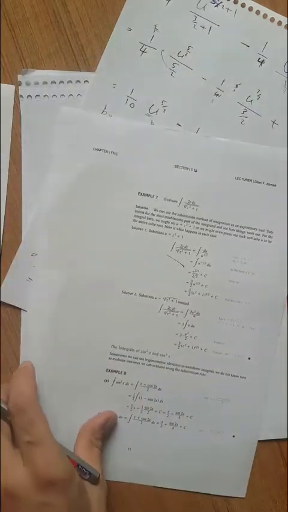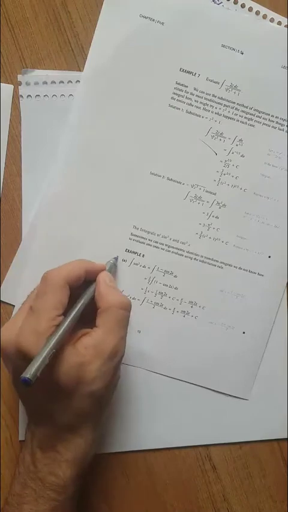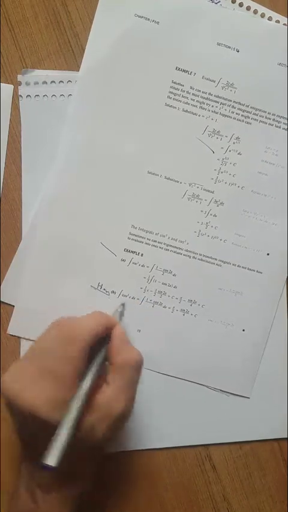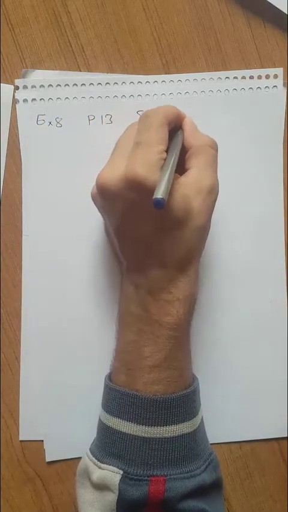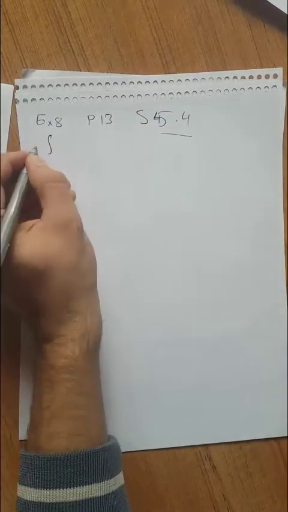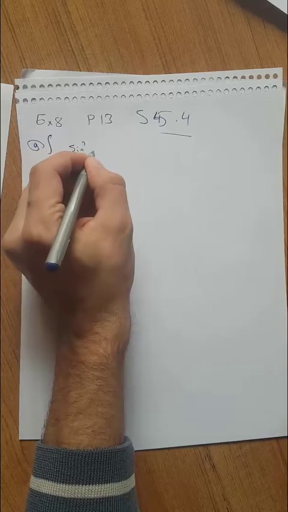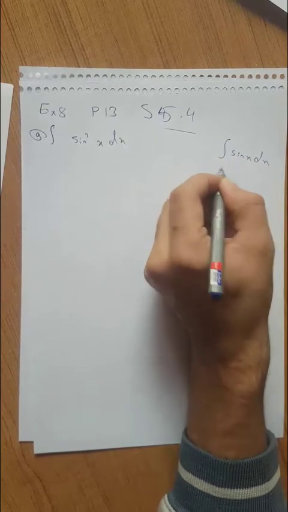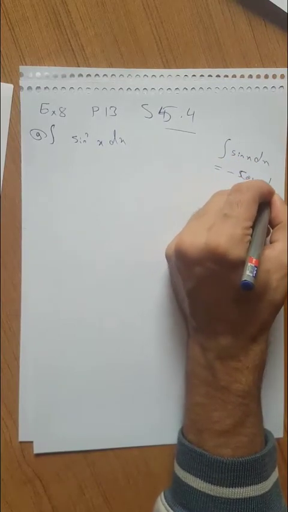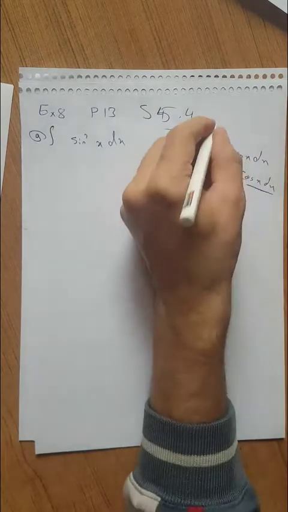The last two things, examples here, I'm going to solve one of them for you. The second will be hard because they are the same. And this will be the last example in section 5.4. Example 8, okay, page 13 in your section 5.4. So we have the integral of sine squared of x dx, just simply. We know the integral of sine of x dx can be directly written as minus cosine of x, and this is the first, like, review for you.